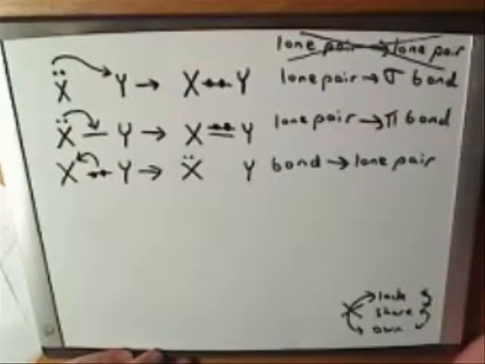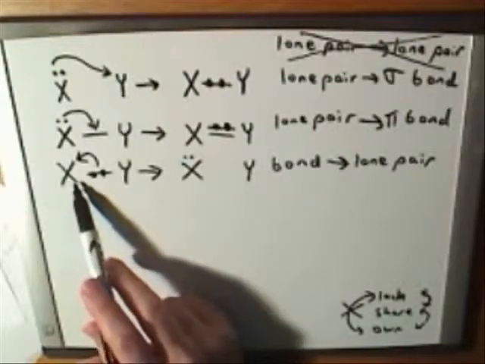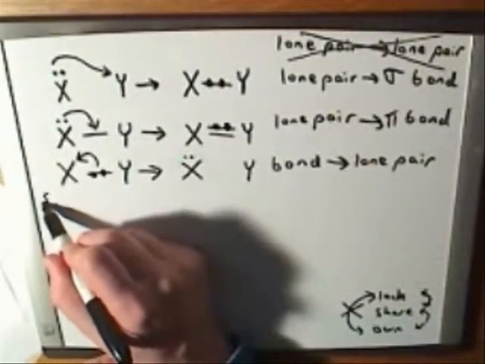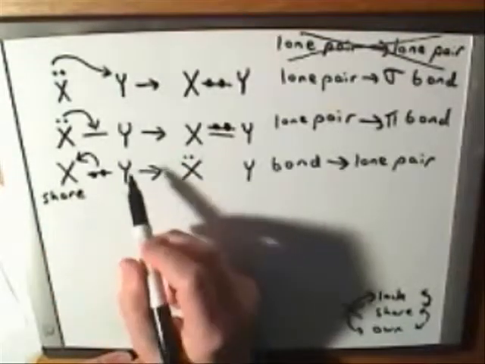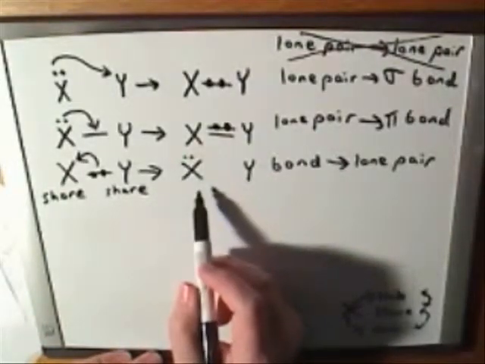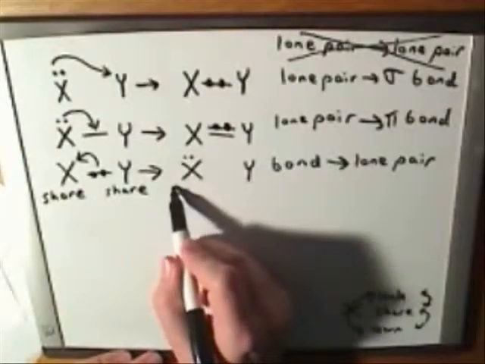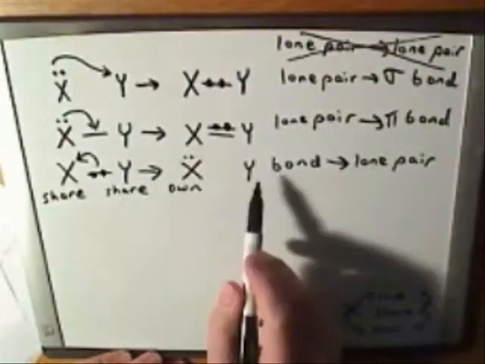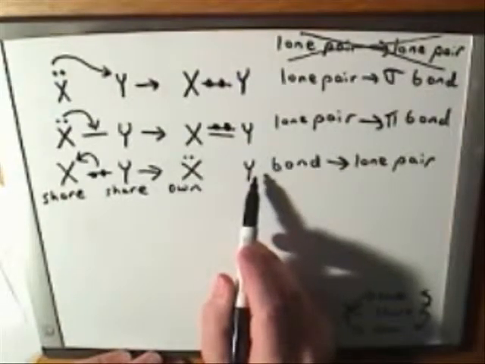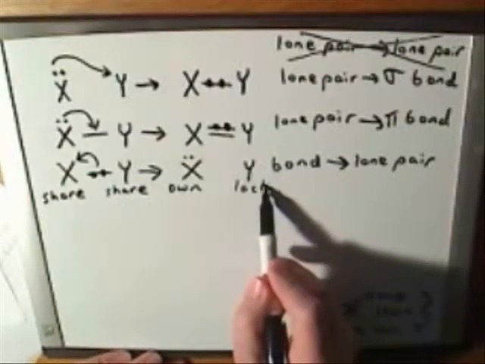That's our third transition. Let's think about this in terms of lacking, sharing, and owning to make sure that this is really legal. So how would we describe the pair of electrons in the starting materials for X and Y? Well, X was sharing the electrons in the bond, and Y was also sharing the electrons in the bond. And how about in the products? Well, now the pair of electrons has become a lone pair on the X, so now the X is owning that pair of electrons. And you can see that this Y atom here now has no connection at all to that pair of electrons. So now the Y atom is lacking that pair of electrons.